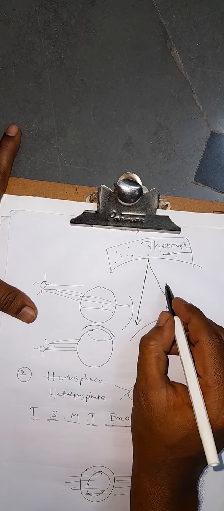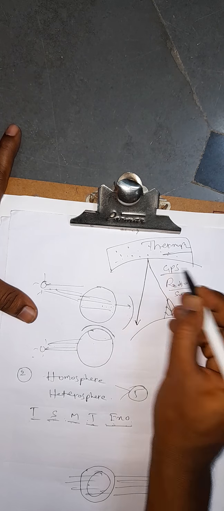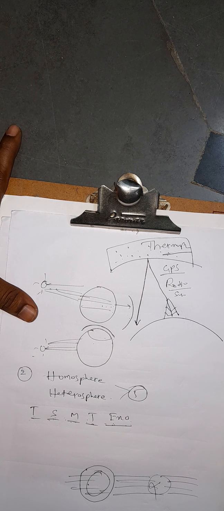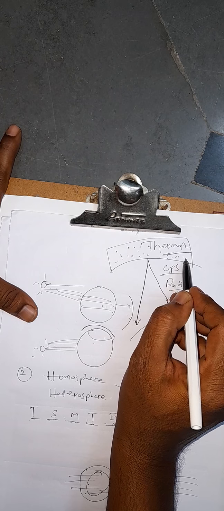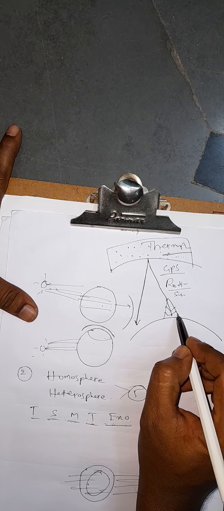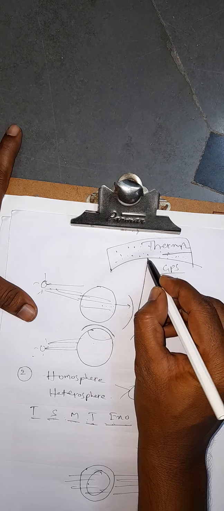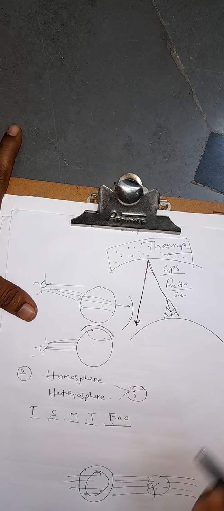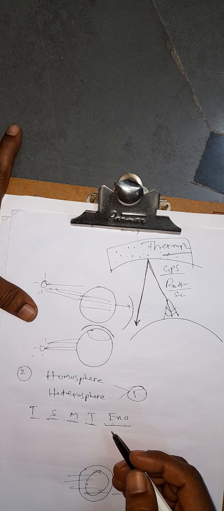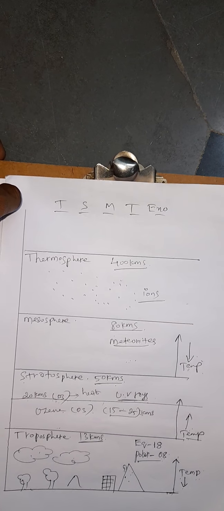So we are able to use radio, satellite communications and GPS today because of the thermosphere. The thermosphere contains ions which are charged. Due to the charged particles, the radio waves going to space come back to the earth's surface. Due to this, we are receiving the signals. As I told you, satellites, radios and GPS completely depend upon the thermosphere.